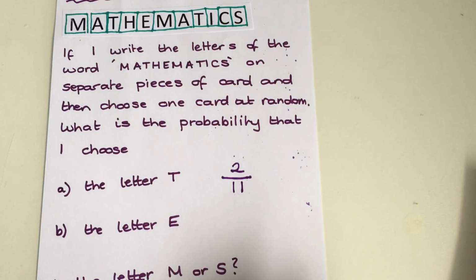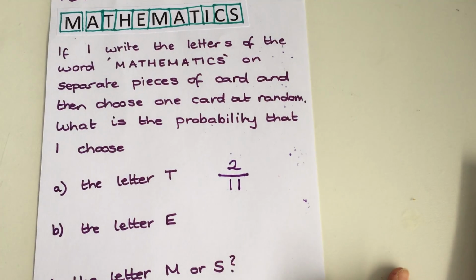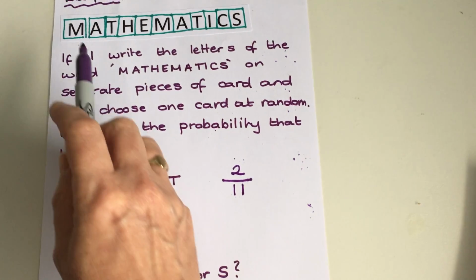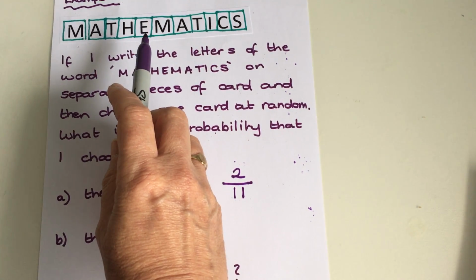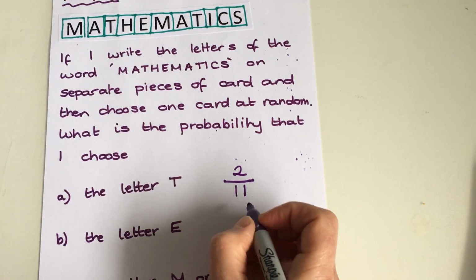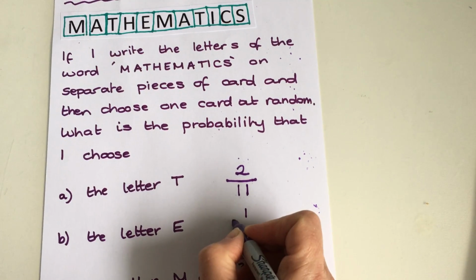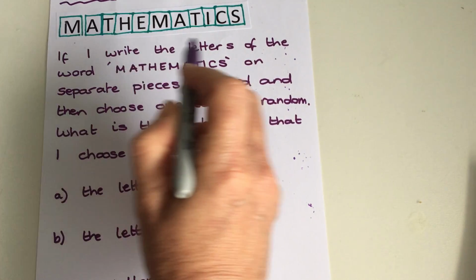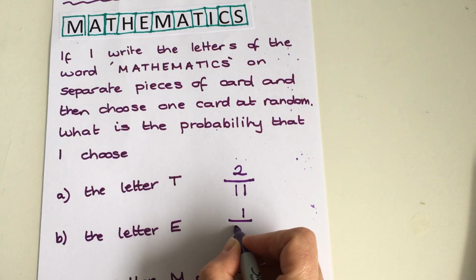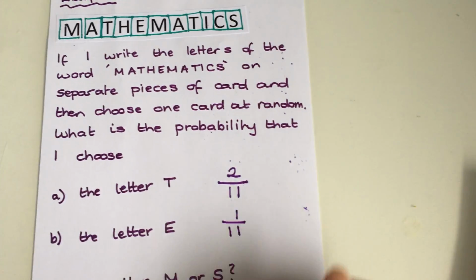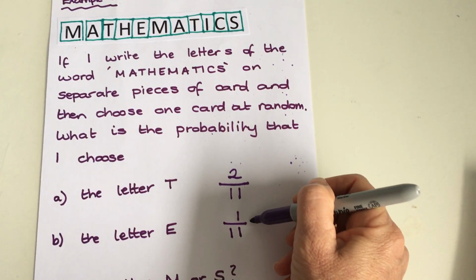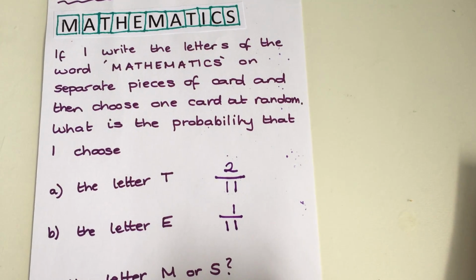Second question says, what's the chance if you picked a letter out that it's an E? So again, we go through, success is an E, there's 1 E, so that's your numerator, your top number. And we know there are 11 letters, 11 possibilities all in total, so that's 1 chance out of 11.